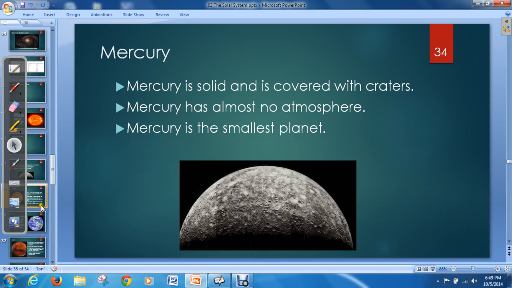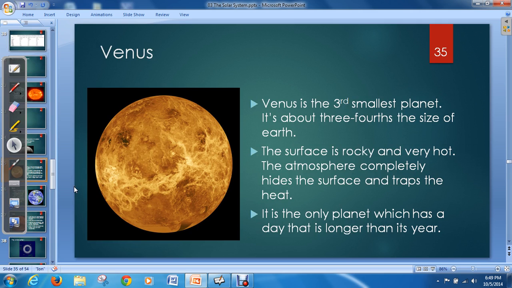Okay. And then we have Venus. Venus is the third smallest planet. It is about 3/4 the size of Earth. The surface of Venus is very rocky and very hot. It does have an atmosphere. And in fact, the atmosphere is so thick that when you look at pictures, you're not actually looking at the surface, you're actually looking at the clouds in the atmosphere.